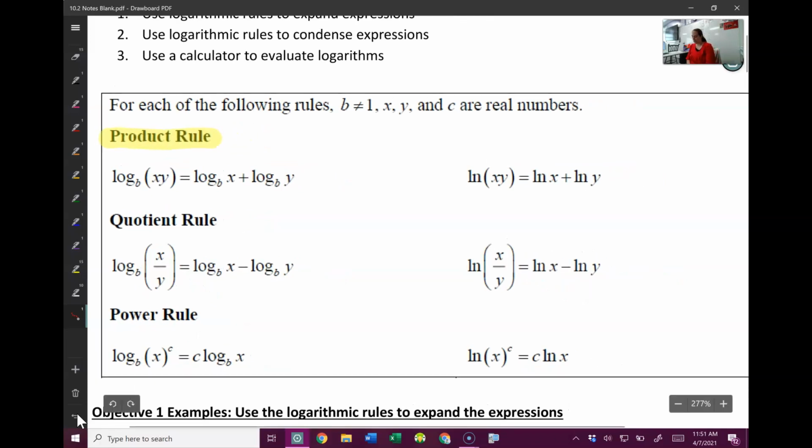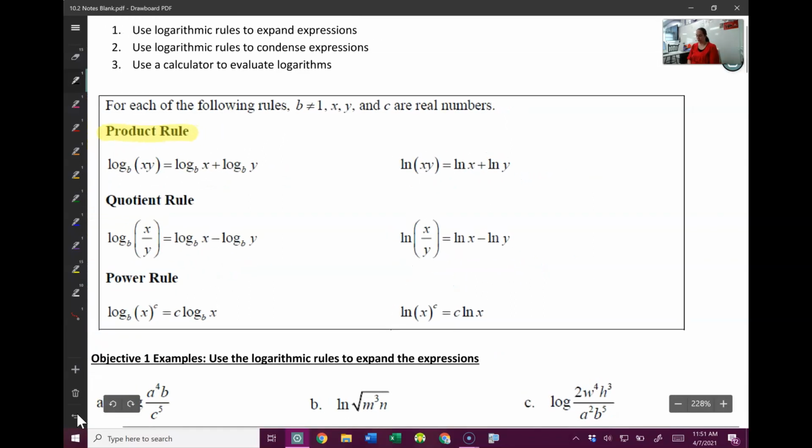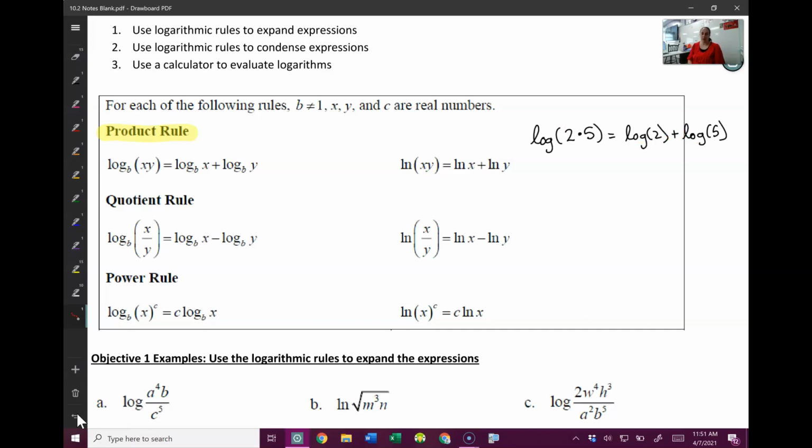Now, one thing I do want to talk about with this product rule. So this product rule says I can take 2 things that are being multiplied and I can expand them to 2 logarithms that are being added. So, for example, I could do log of 2 times 5, and I can change that to log of 2 plus log of 5. I take these 2 things that are being multiplied, I change it to 2 logs, and I change it to adding. That's our product rule.